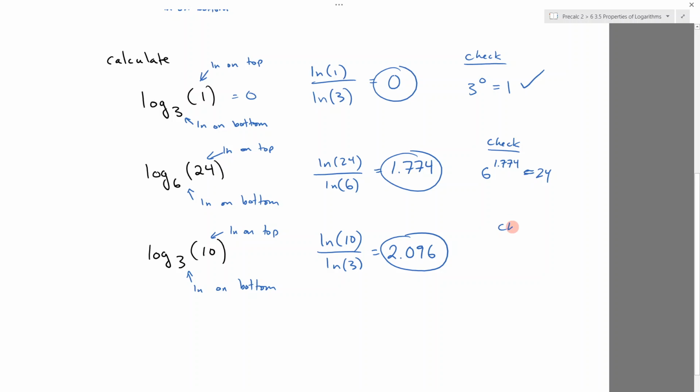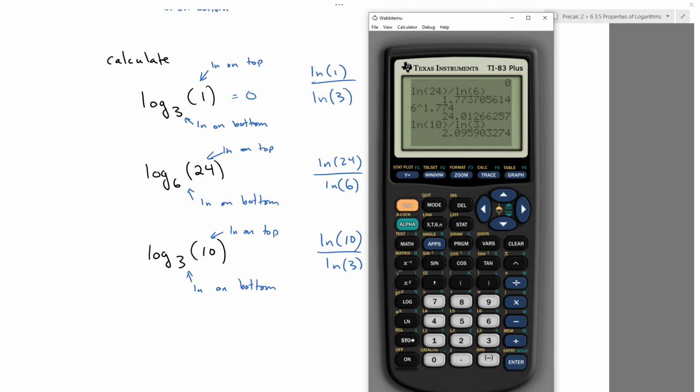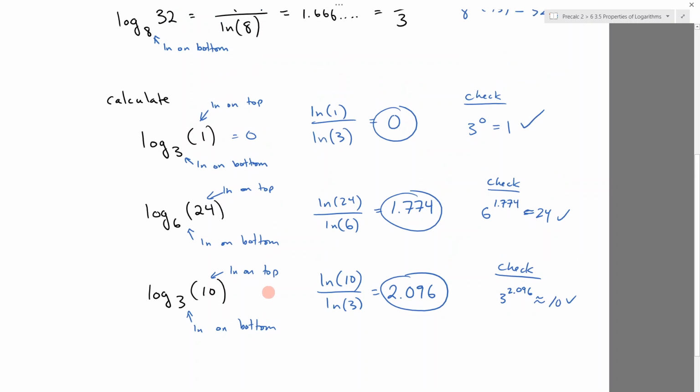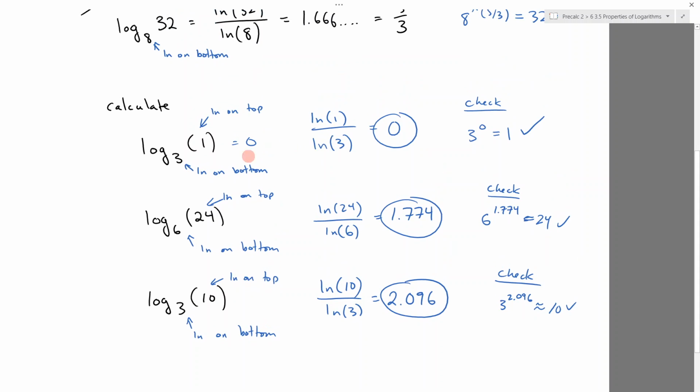And again, you can check. 3 to the 2.096. Again, it's about 10, which is what we want. Okay, so that's how you use the change of base formula.